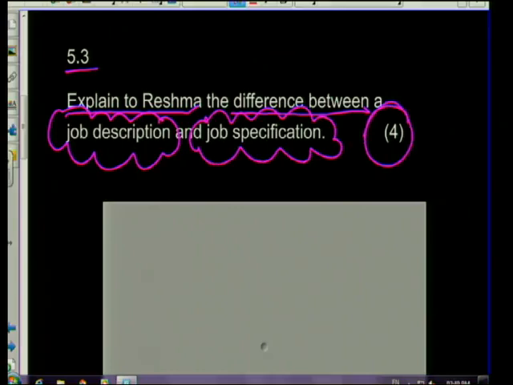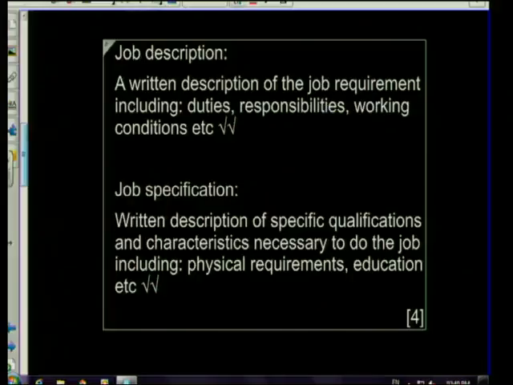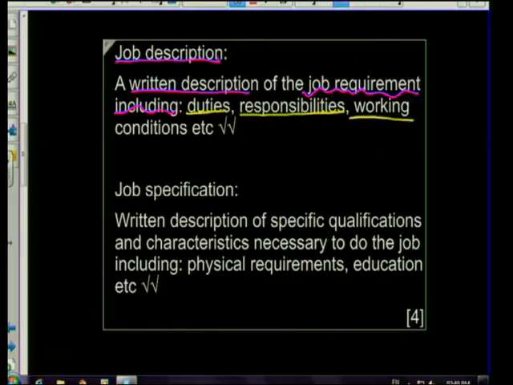So in other words, what's happening here? 2 marks for job description, 2 marks for job specification. Literally, all you're going to do is write down the definition. So let's have a look at the definitions of both of them. So a job description, this is a written description of the job requirements, including, and let's have this, the duties, responsibilities, working conditions, etc. So job description is literally looking at what are you doing inside the company. So what will your actual job be? Are you going to spend time working on a computer, filing, etc.? So this is your actual, what you will be doing.